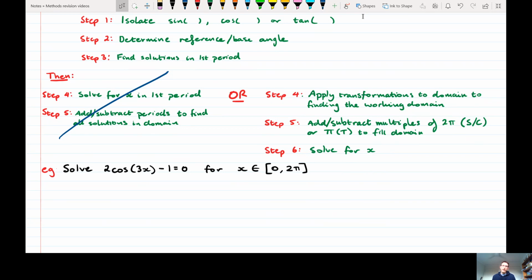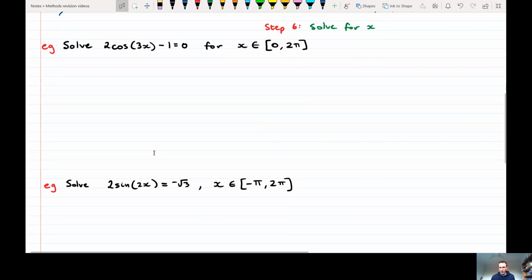Anything to do with the y value, like vertical translations, stretching vertically or flipping down, don't worry about those as we go through. So that's your first step. Then you're going to add and subtract multiples of 2 pi for sine and cosine, or pi for tan. That's to do with their period. The basic period of a sine graph is 2 pi. The basic period of a tan is pi, so we add or subtract those depending on the domain to fill out our working domain, and then we solve for x. So let's see how it works.